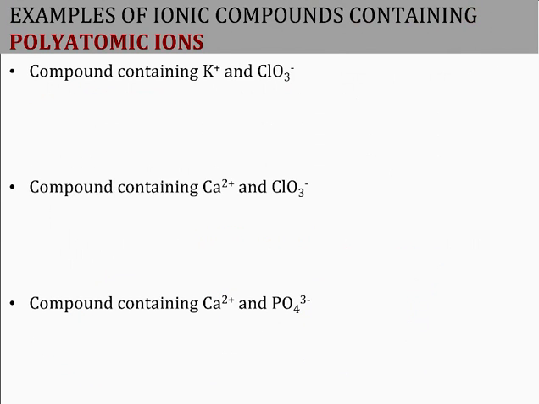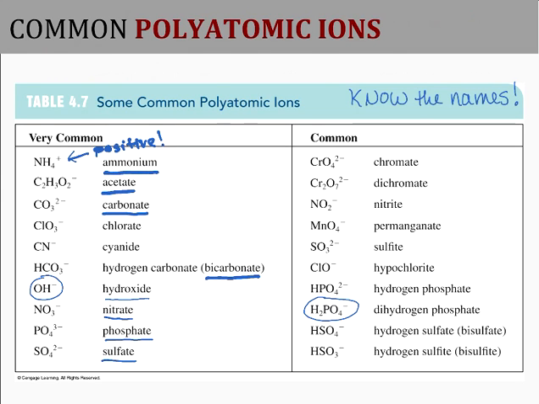Okay. So let's do an example problem where we try to balance the charges between a metal ion and a polyatomic ion, and then we're going to write the formula. So if we have, in our first example, potassium with a positive 1 charge, and let's look up the name of ClO3. So let's go back to this chart. Okay, so ClO3 is right here, and this is called chlorate.